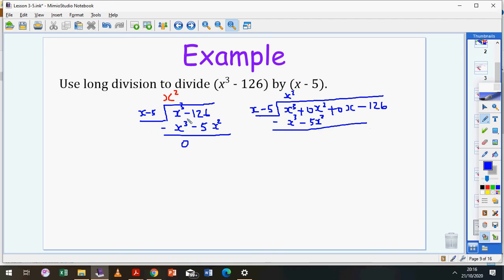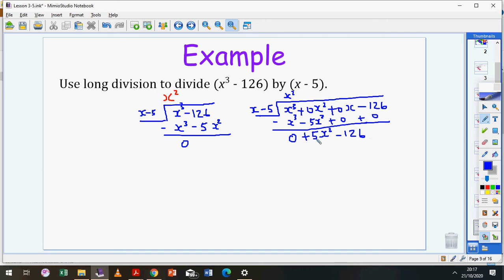I'm just showing you that the terms here are 0, so that you don't try to subtract 126 minus 5x squared. So x cubed minus x cubed is 0, and 0x squared minus negative 5x squared is positive 5x squared. And remember, this whole area can be filled in with zeros because nothing exists there. So when you subtract 0x minus 0, you get 0, and 126 minus 0, you still get negative 126. So then you continue the process.